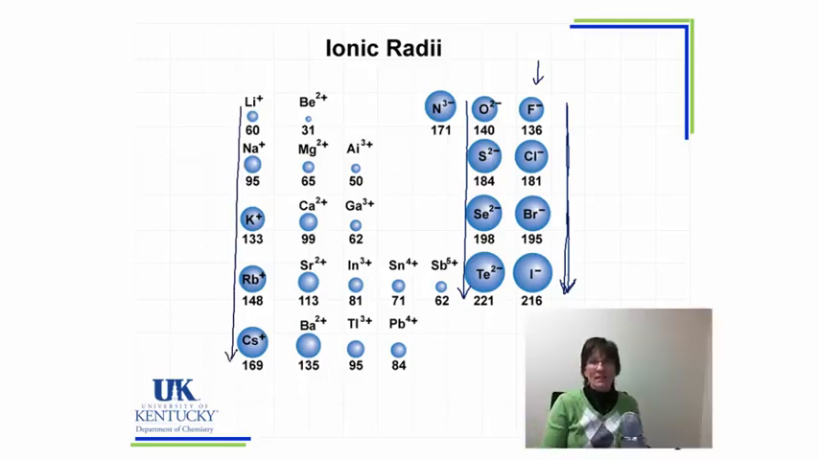Okay, so this ends our learning objective number 3. We've talked about shielding, its role in effective nuclear charge. We've looked at effective nuclear charge's role in atomic radius, and then we've compared ions to their atoms, and we've compared isoelectronic ions to each other in terms of their radius.